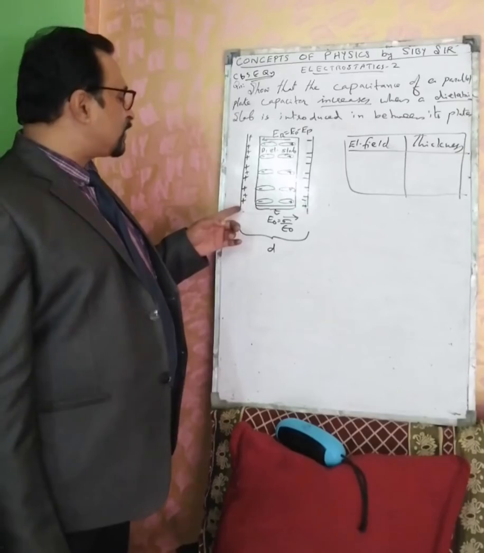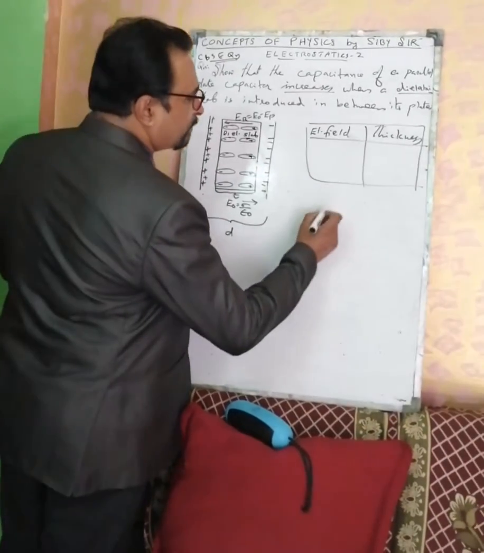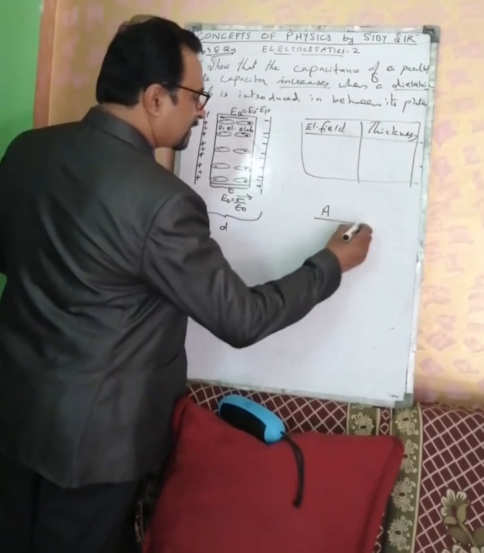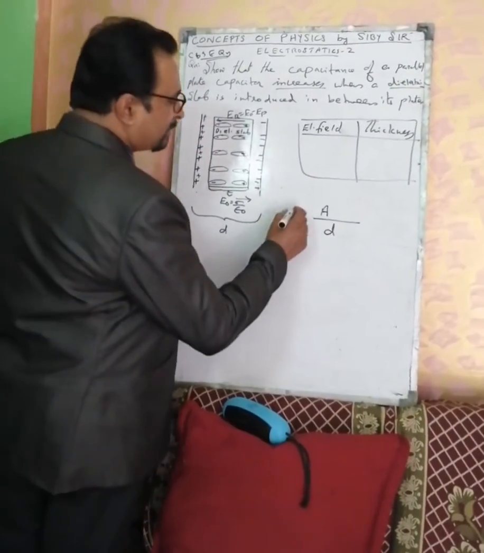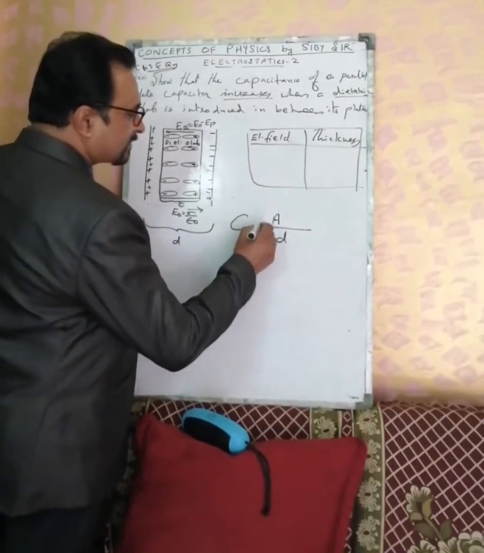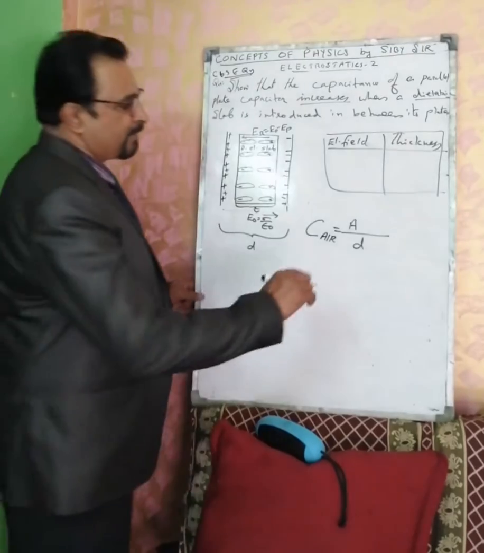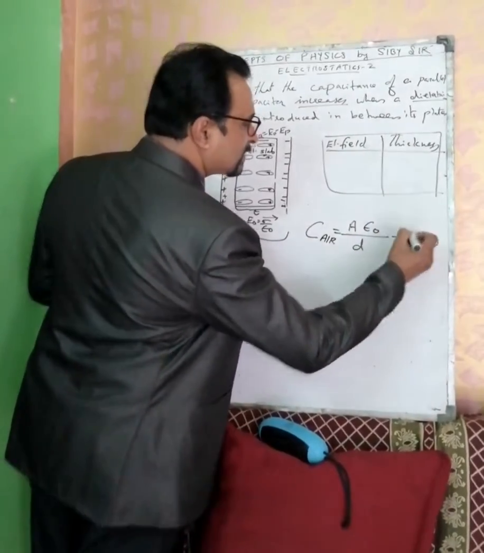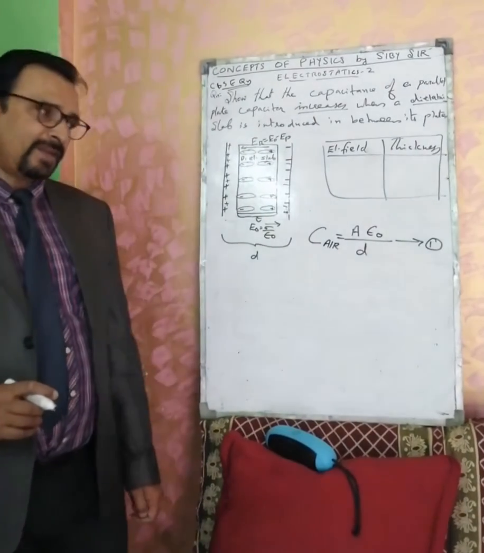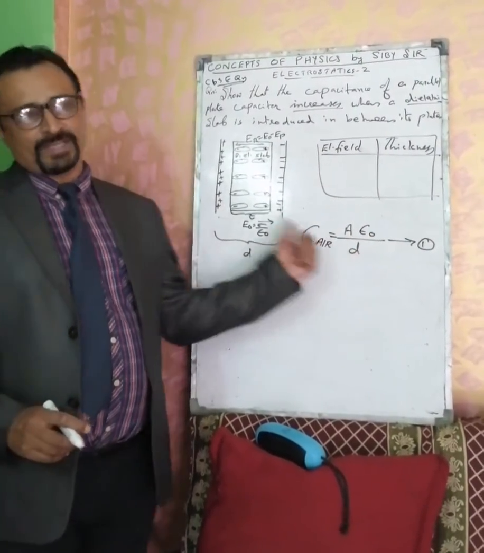So assume a capacitor. The area of each plate is A. The distance between the plates is D. And if air is the medium between the plates, how much capacitance is there? We proved in the previous chapter that the expression for the capacitance is A epsilon naught by D: area of the plates, absolute permittivity, and distance between the plates.